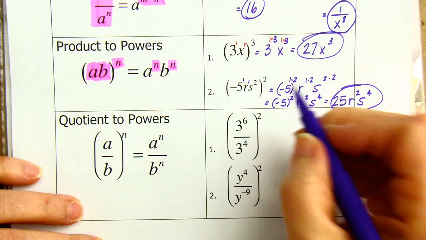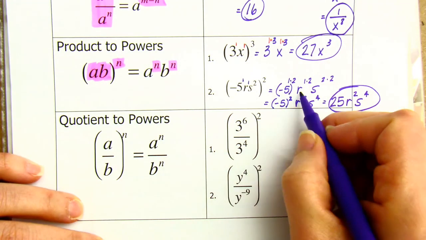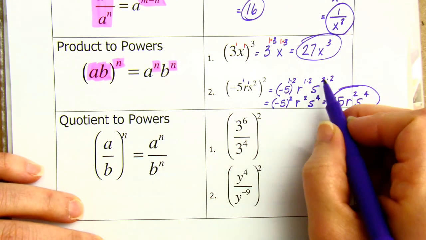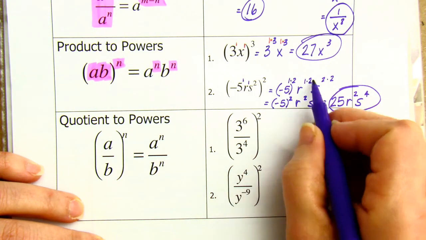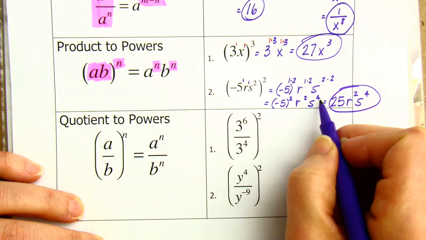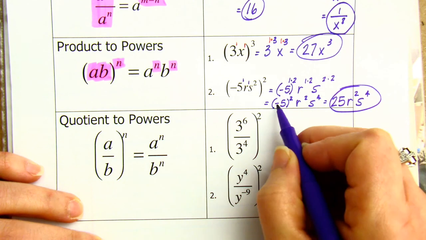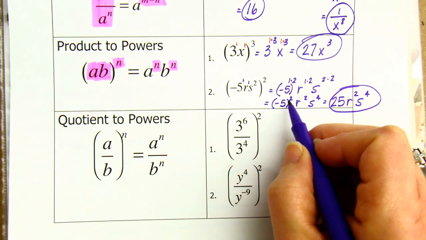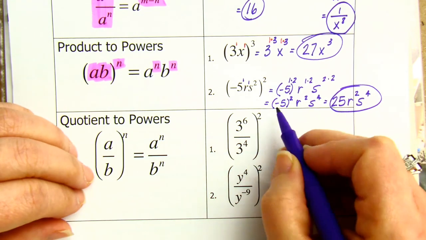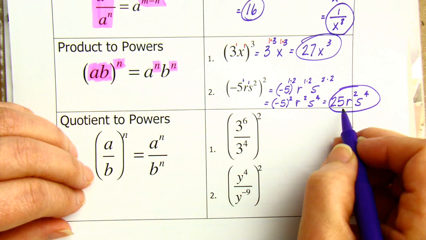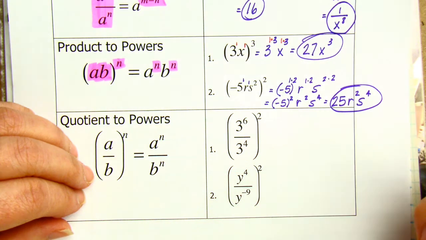So this becomes negative 5 to the 1 times 2, r to the 1 times 2, s to the 2 times 2. Well, 1 times 2 is 2, 1 times 2 is 2, 2 times 2 is 4. Final answer, I have to take that negative to that even power, and when that happens, it becomes positive. So negative 5 times itself, negative 5 is positive 25, r squared s to the power of 4.